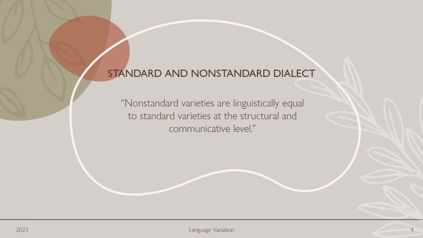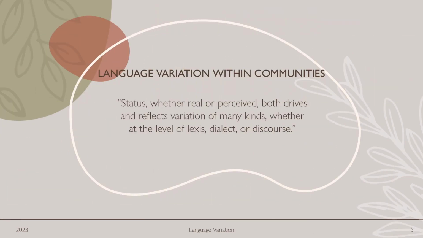So next, we have status. Whether real or perceived, it both drives and reflects variation of many kinds, whether at the levels of lexis, dialect, or discourse. So, one of the major topics of the chapter is how language variation is highly dependent upon the social factors that determine our identities, hence why sociolinguistics is one of our key vocabulary terms.